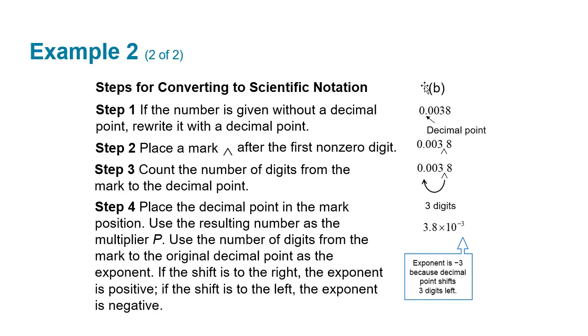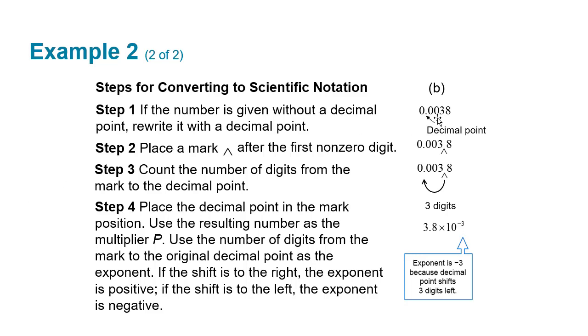And if we go in the other direction, same idea. We need to snuggle it up so that it just has one non-zero digit to the left of it. So 1, 2, 3 places, we get 3.8. And since we moved it 3 places, it's 10 to the negative 3.